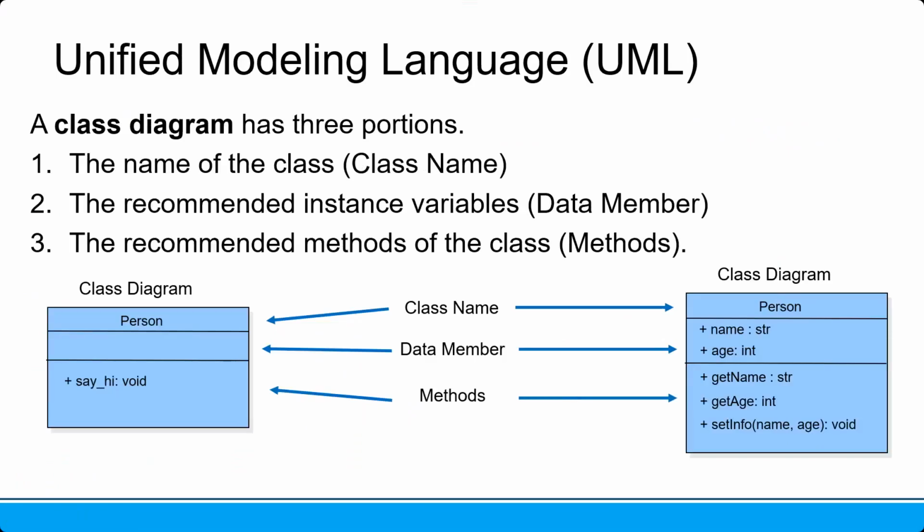So this is more complicated. When you have the class diagram, you can have the class name. The class name is the person. The data member, for example, the person will have name and the person will have age. So this is the data. And the methods, for example, I want to know the name. I want to know the age. So I want to set the name and the age and so on. So we call this methods. Okay. So we distinguish the class diagram into three: class name, data member, and methods.